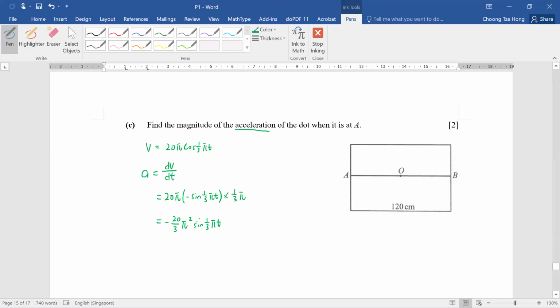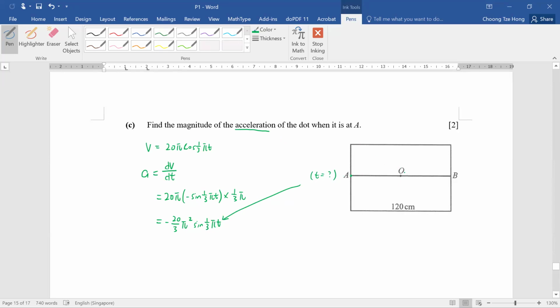Okay, but now they want us to find the magnitude of the acceleration of the dot when the dot is at A, right? So now we need to know at A, what is the timing over here? T is equal to what? If we know the timing, we can just substitute the time into T over here, and then we can compute the acceleration.